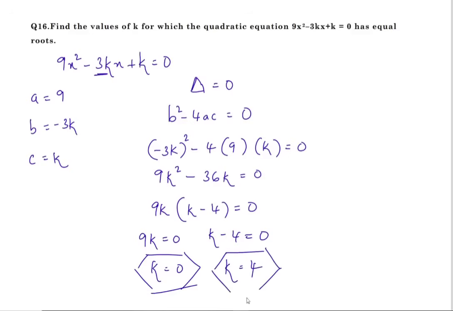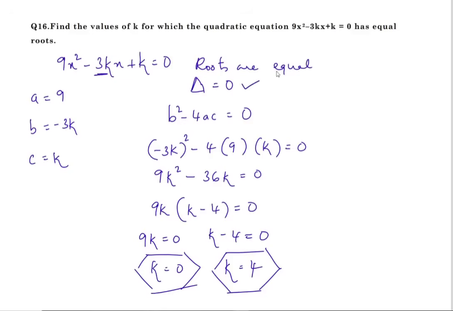The value of k is 4 and 0. When the roots are based on this condition, definitely you will get one question to find out the value of k or p, whatever it is, to find out the variable. When the roots are equal, discriminant is equal to 0.